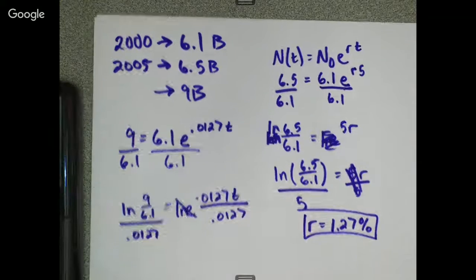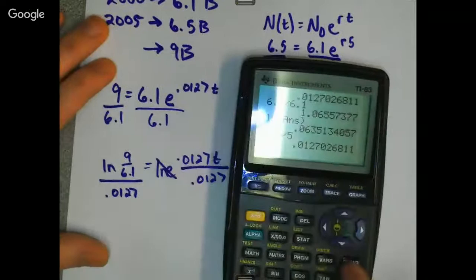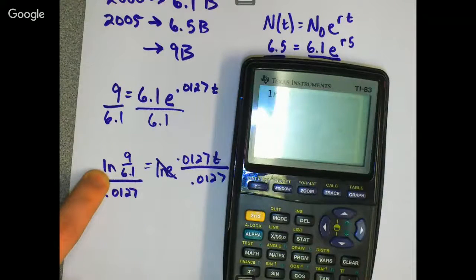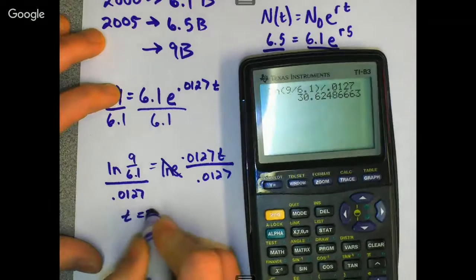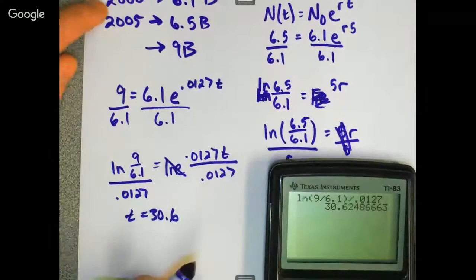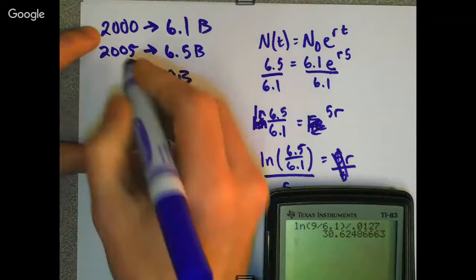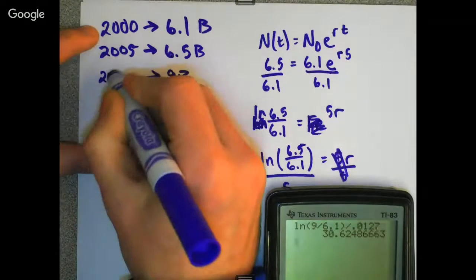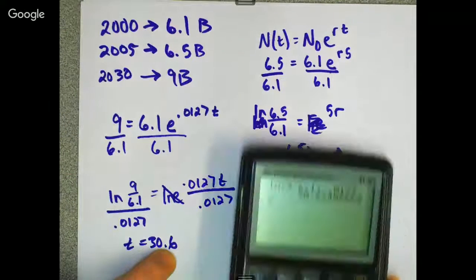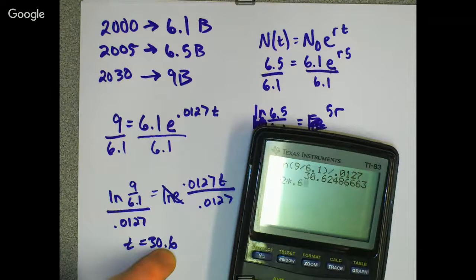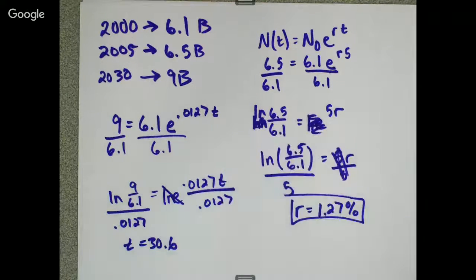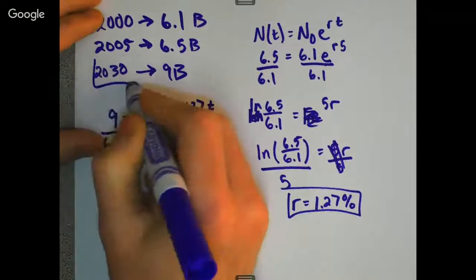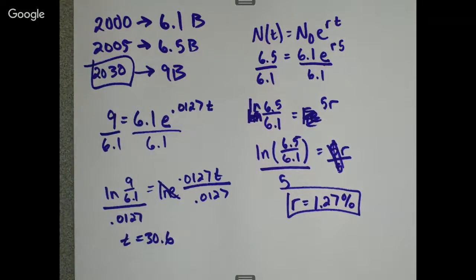Okay, so if I put that in the calculator over here, we'll have ln of 9 over 6.1 divided by 0.0127. And t is 30.6. Okay, so my start time was 2000, so 30.6 later is 2030, and we're actually 0.6 of the way through. So 12 months, and 60% of that is in July. Okay, so we're going to be sometime in July where we hit 9 billion people. Yeah. So that was a world population one.